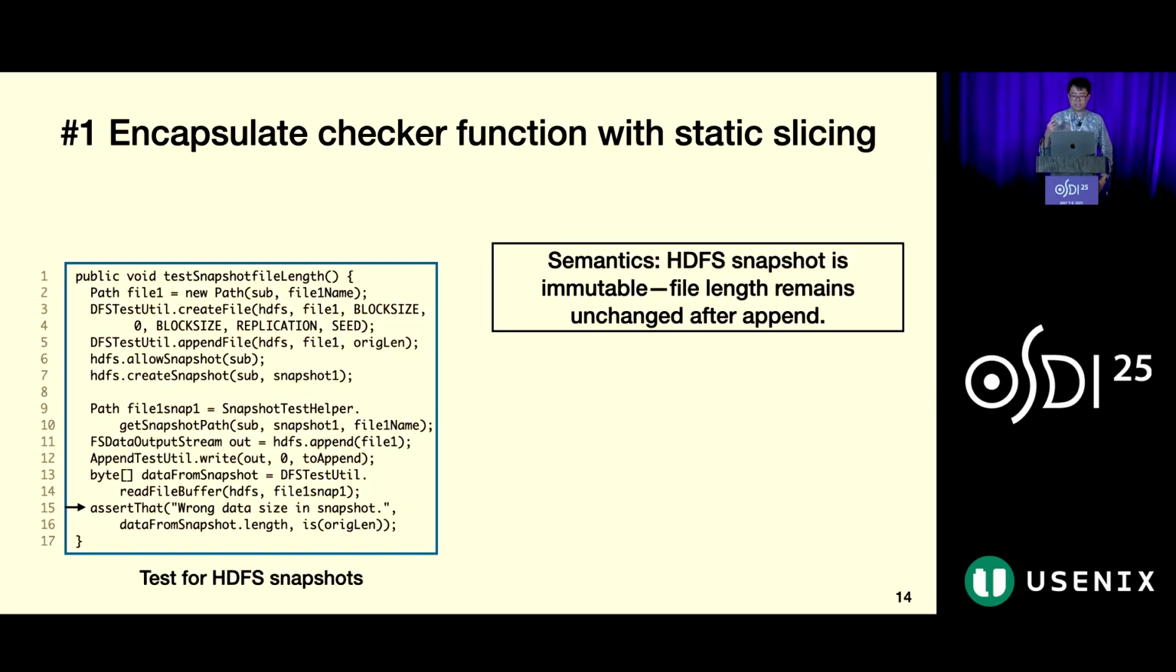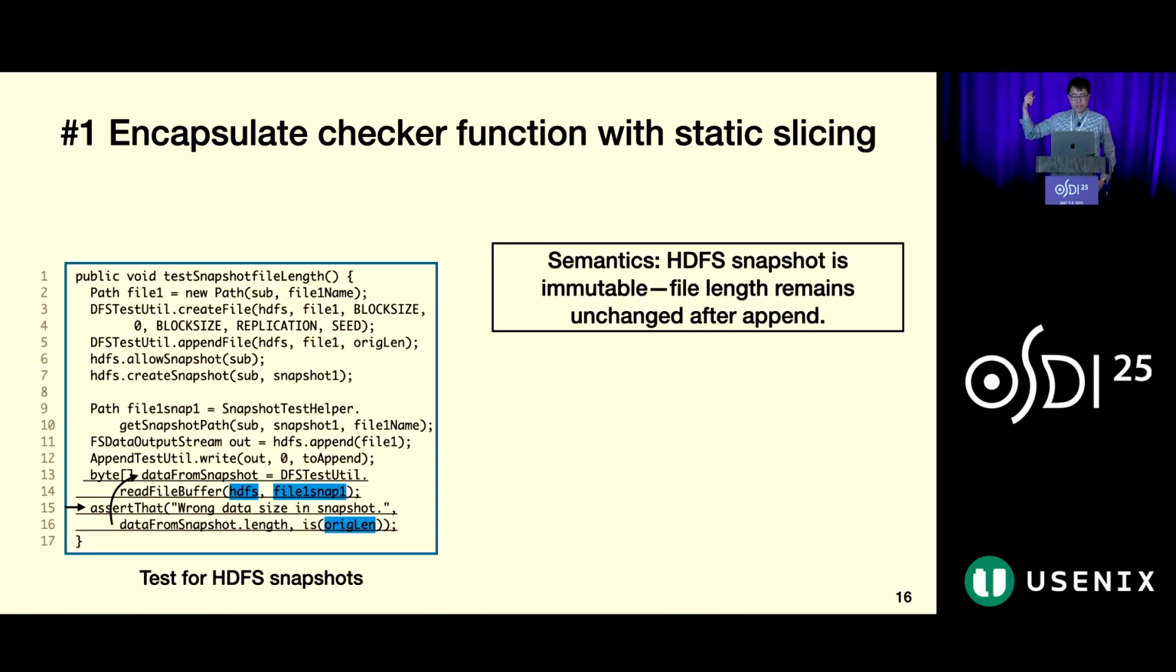T2C uses a static slicing algorithm to encapsulate these instructions into a standalone checker function. It starts from this assertion and identifies all the values used in the expression, which include two workloads with variables original len and data from snapshot. The algorithm's goal is to identify how we can construct these workloads for runtime checking.